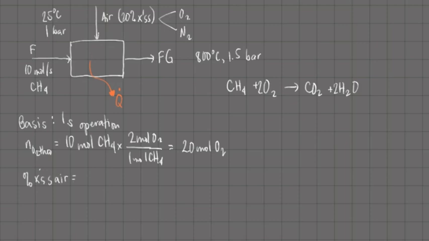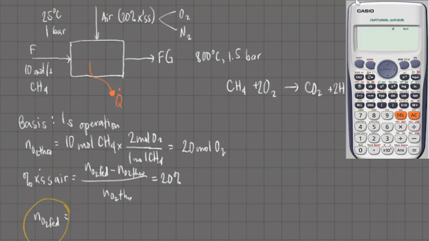That is simply nO2 fed minus nO2 theo over nO2 theo. Since we have a value of 20%, we can solve for the value of nO2 fed. This nO2 fed is our oxygen in the air. And once we get this, we can also get the amount of nitrogen coming from our air. Solving, we have 20% or 0.2 multiplied by our nO2 theo, 20 moles, plus the theoretical amount, 20 moles. Our nO2 fed is 24 moles O2.